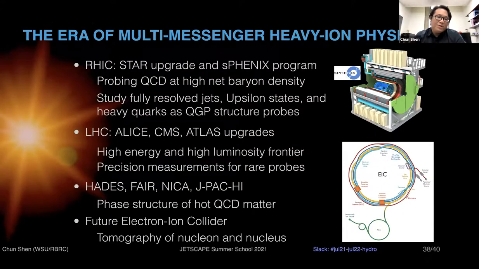Okay. So next we'll be looking at the near future, where let me come back to multi-messengers. As you heard yesterday from Raghav and Laura, there are a lot of experimental upgrades at RHIC and LHC, aimed at gaining high statistics for the rare probes like jets and heavy quark states to probe the inner structure of the quark gluon plasma. There are also upcoming experiments at the low energy frontier to probe the QCD phase diagram, and the EIC to look at the initial state of the nucleons and nucleus. So in the near future we are really going to multi-messenger physics, where we look at different types of observables with high precision and use them to further constrain the properties of the quark gluon plasma.